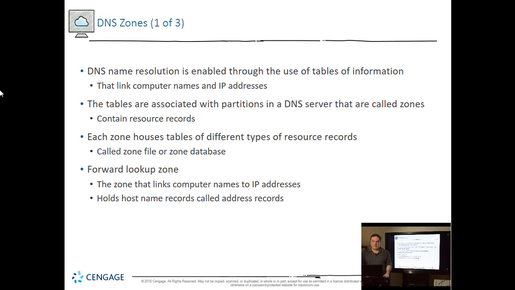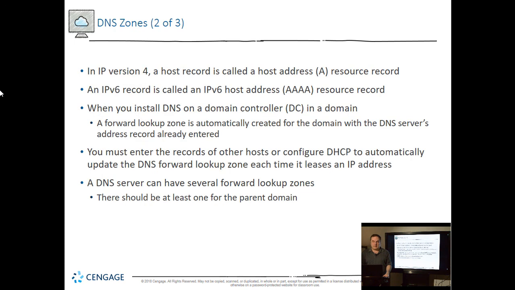DNS name resolution is enabled through the use of tables of information. You could also refer to that as a type of database. Tables are associated with partitions in a DNS server that are called zones. And then each zone houses tables of different types of resource records. So you will see this in some of the labs, what DNS looks like.